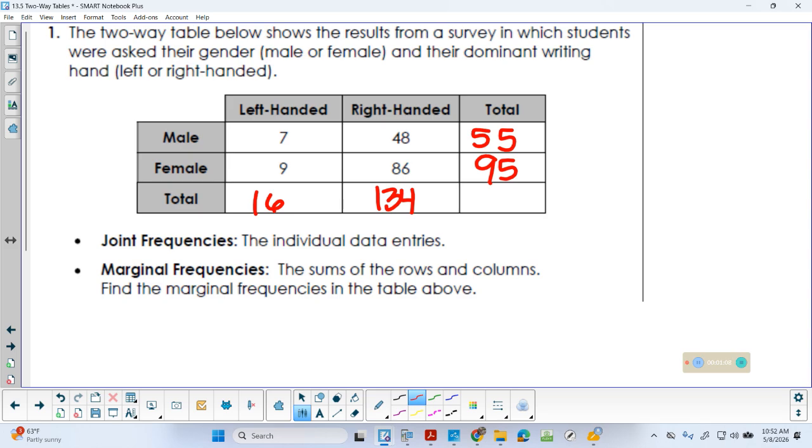Okay, question. Does it matter for this bottom right corner number if I had the 55 and 95 or the 16 and the 134? No, because they're both the same. What are the totals? 150.